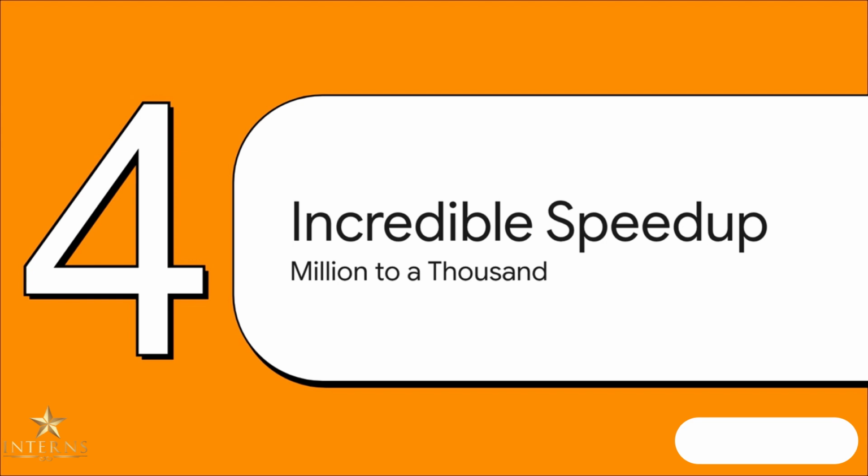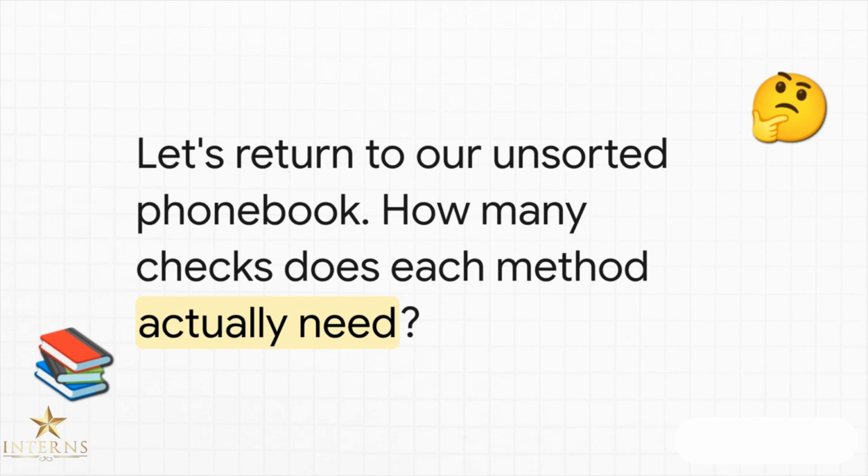But what does this actually mean in the real world? How much faster are we really talking? Okay, let's go back to that phone book from hell, the one with a million jumbled names. We already know the classical way is a complete nightmare. So, what can Grover's algorithm do?